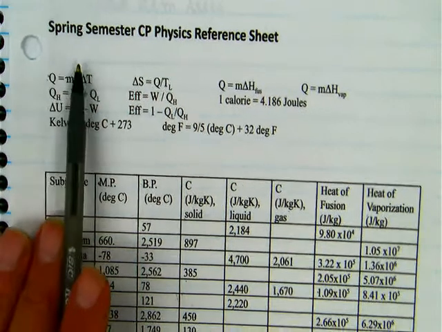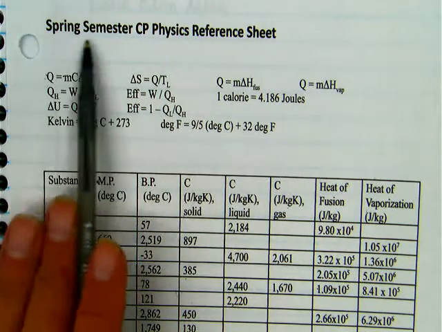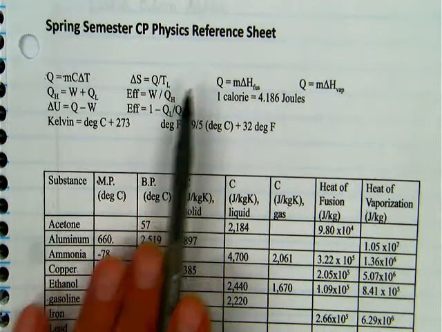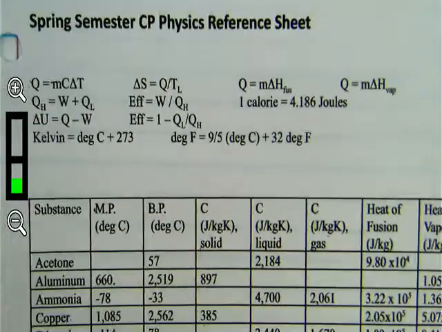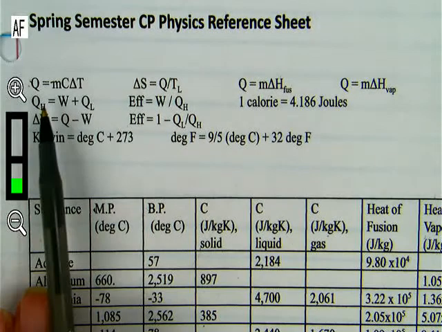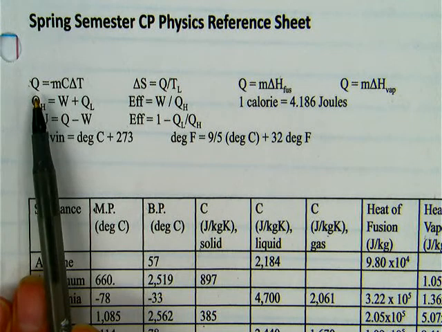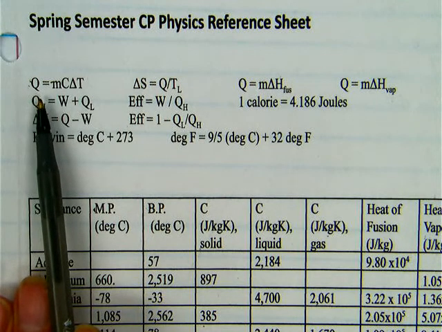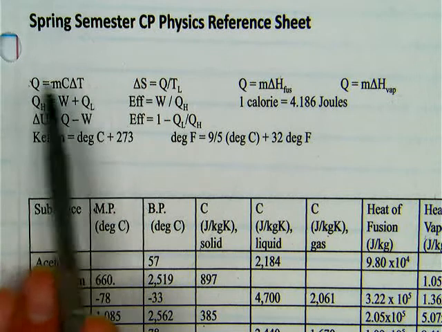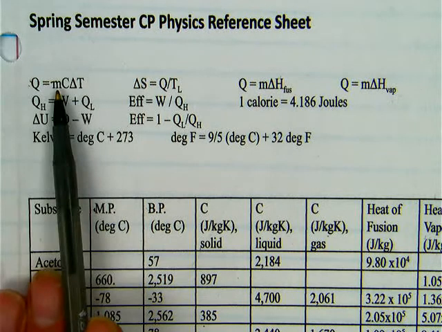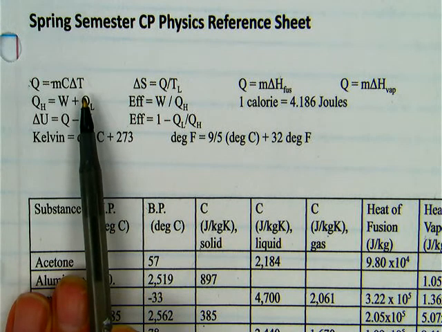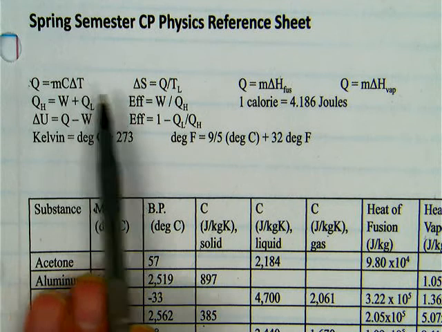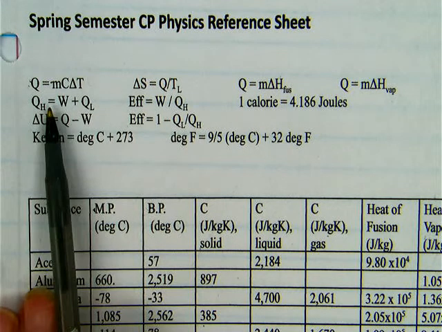So here we go. Once upon a time, I distributed a reference sheet that included some formulas related to calorimetry. This first one says the heat energy Q related to a temperature change is the product of the mass of the substance times the specific heat of that substance times the change in temperature for that substance. Skip this, skip that, skip this, skip that, skip this and that.